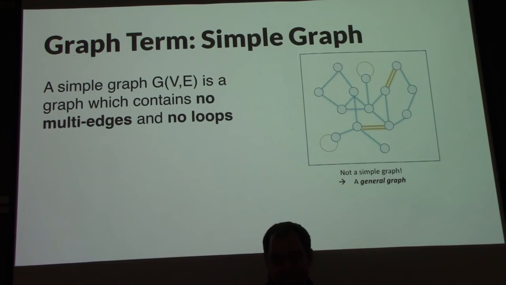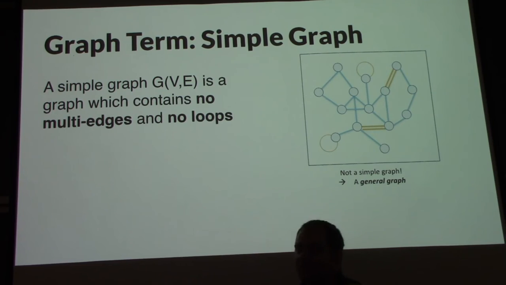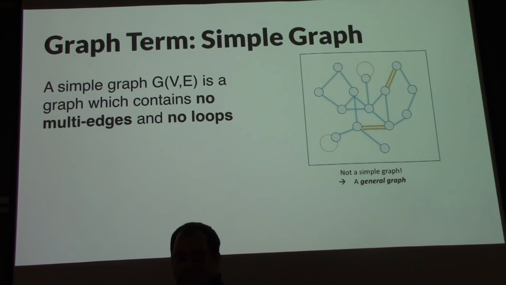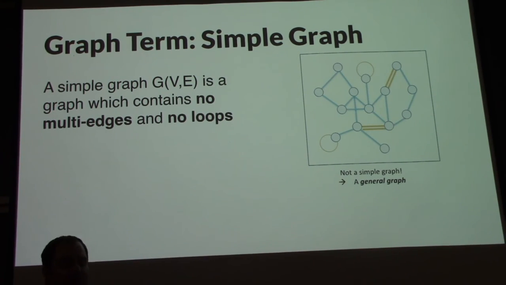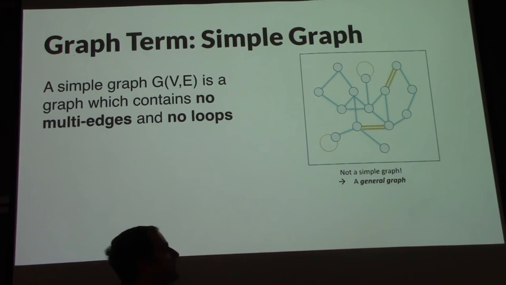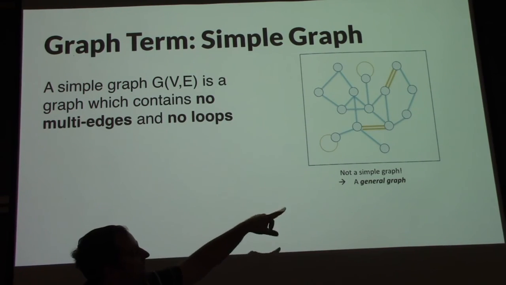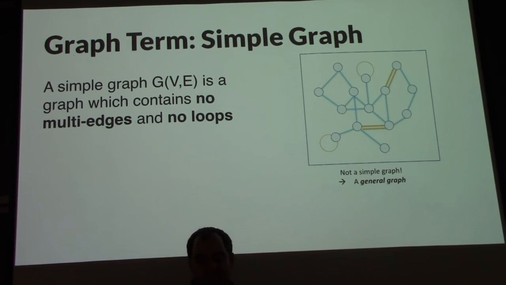So there's a couple of different classes of graphs. A simple graph is a graph which contains no multi-edges and no loops. So without the orange edges here, that would be a simple graph. With the orange edges, it would not be a simple graph. So we have self-loops and we have edges, like multiple edges connecting two nodes.